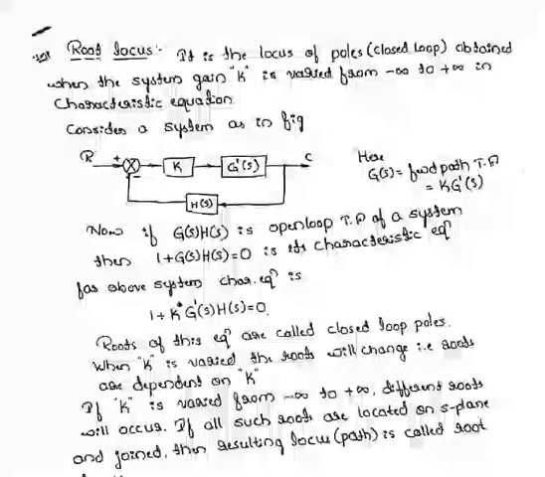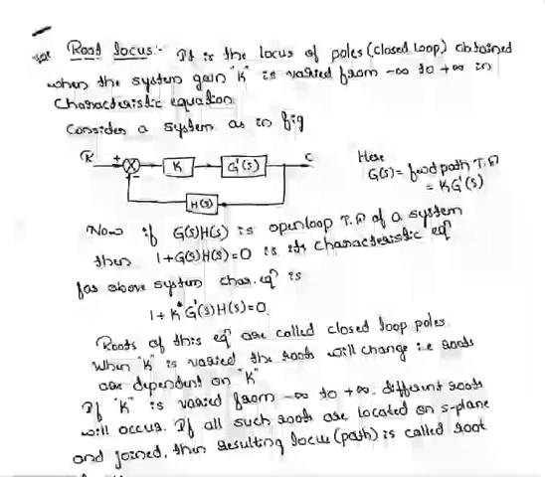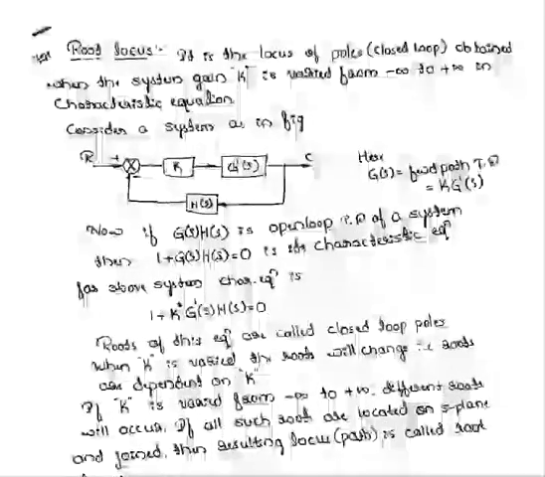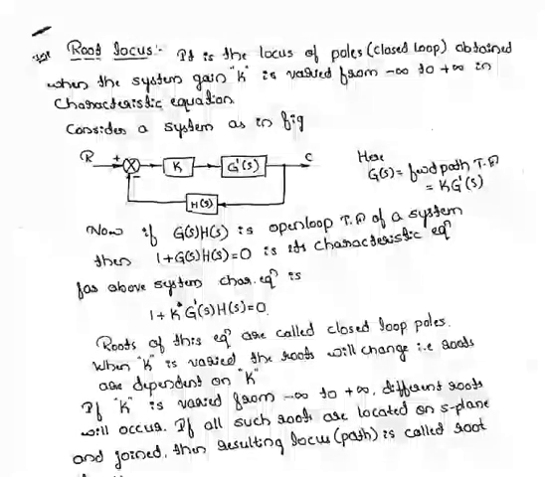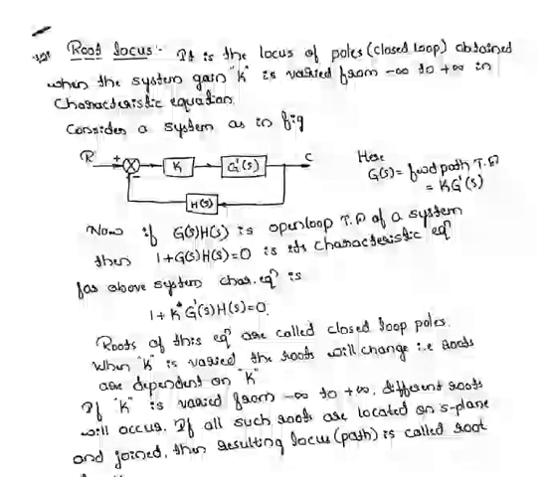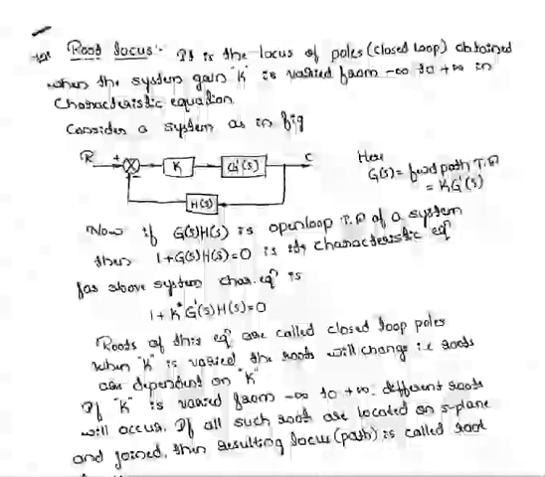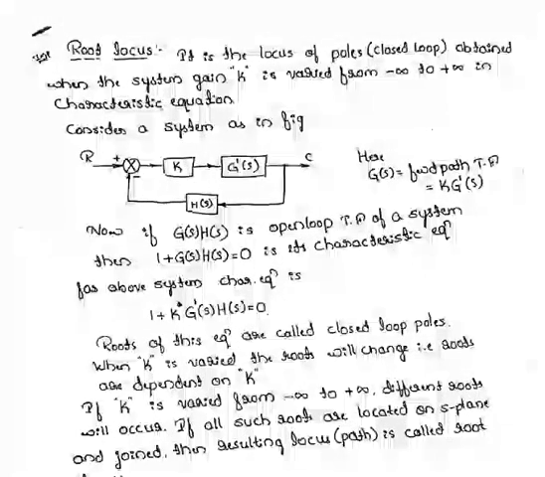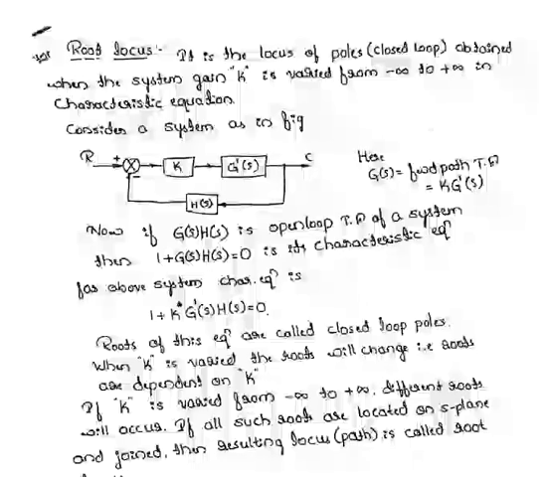So today we'll start with the third module. In that, first we'll begin with the root locus. This method was introduced by W.R. Evans in the year 1948. This is a graphical method in which the movement of poles in the S-plane is sketched when a particular parameter of the system is varied from 0 to infinity.